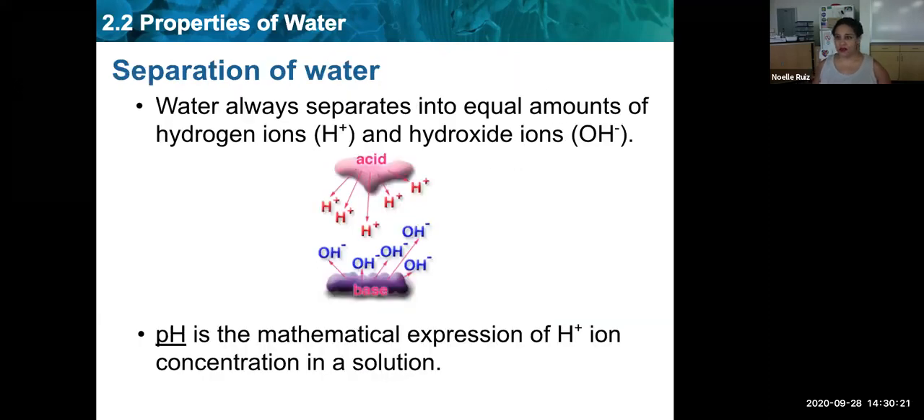Separation of water. So we know water is H2O. There's 2 hydrogens and 1 oxygen. But those molecules, those elements can separate from each other. They don't always stick together. When you separate them, a hydrogen will float to one side, and then another oxygen and hydrogen will float to the other side.